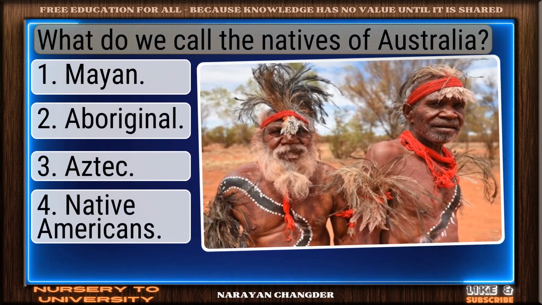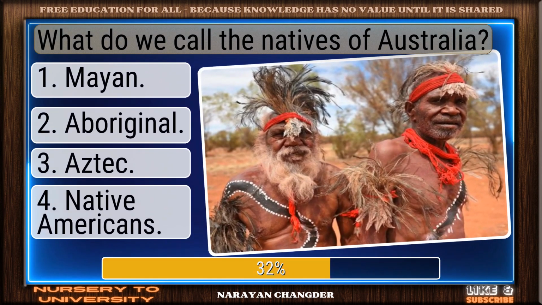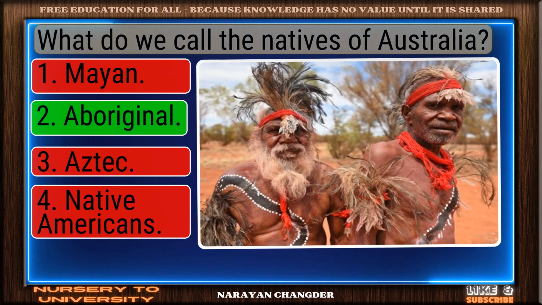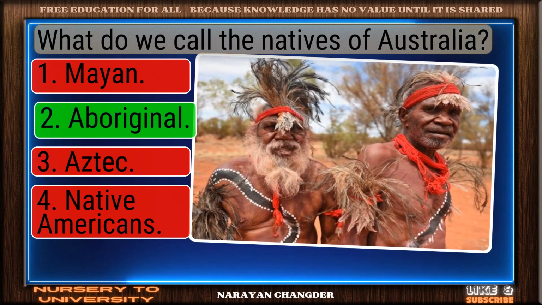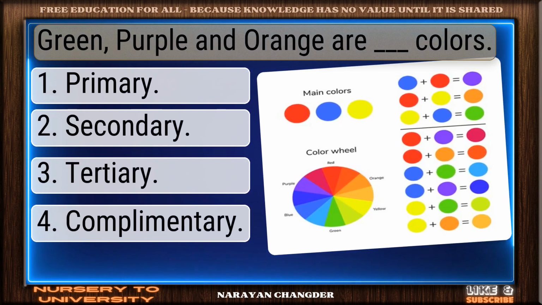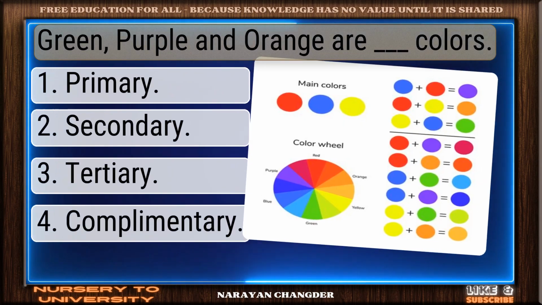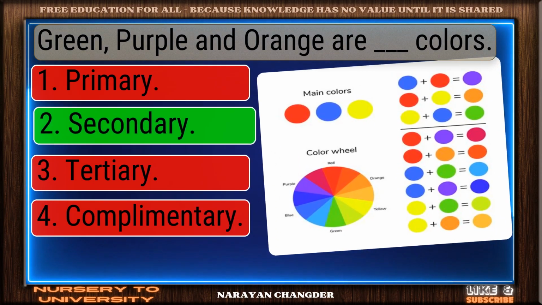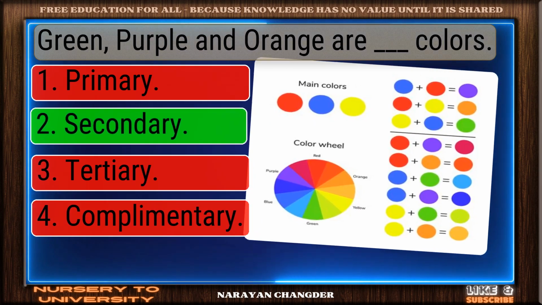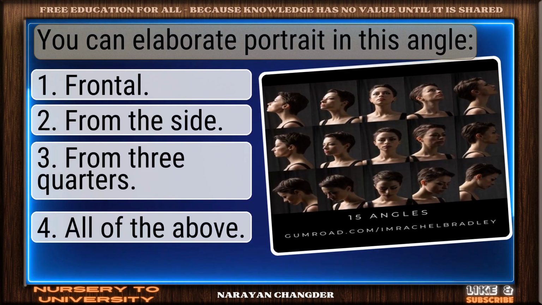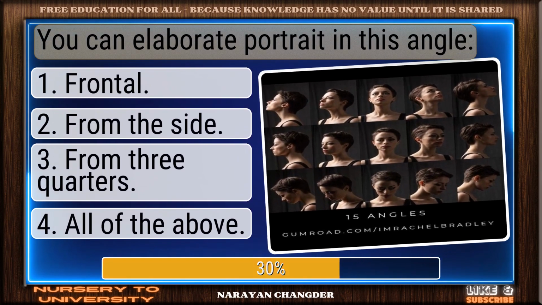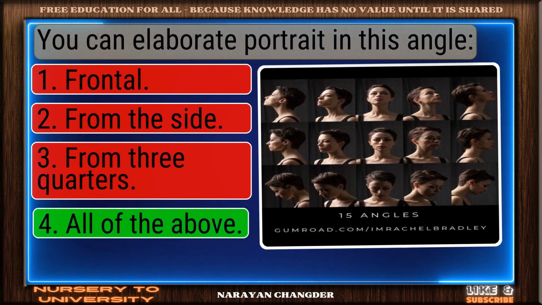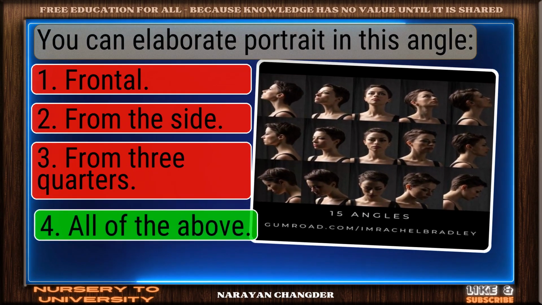What do we call the natives of Australia? Correct. Aboriginal is the right answer. Green, purple and orange are dash colors. Sharp thinking. Secondary is the right choice. You can elaborate portrait in this angle. Solid response. All of the above is a valid choice.